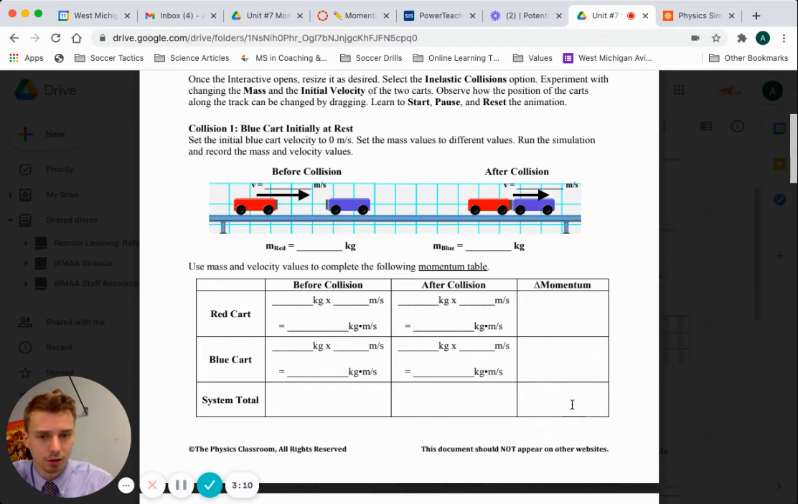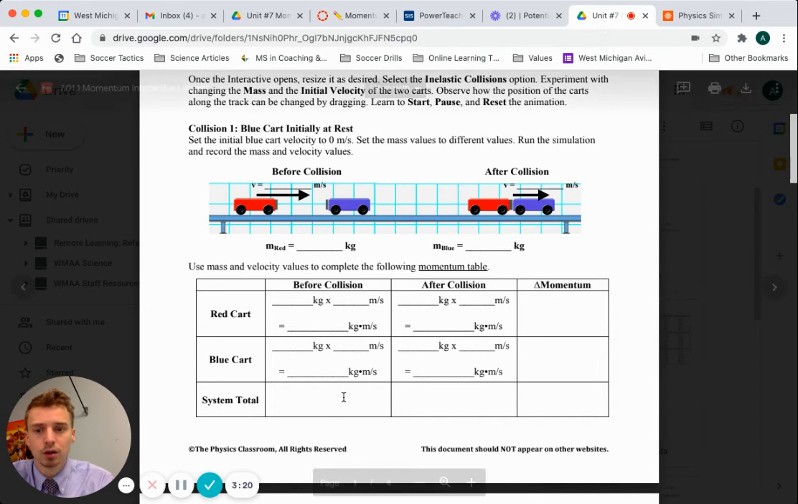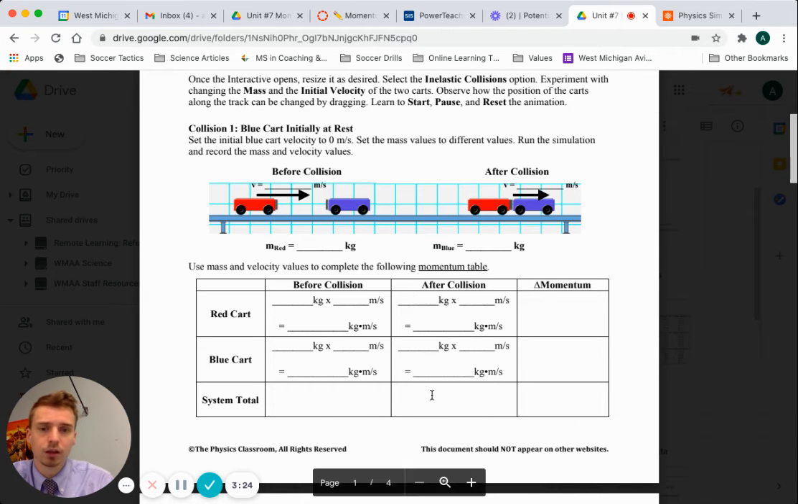In this final column, your change in momentum of the red and blue carts should add up to the change in momentum of the system, right? Which, if we remember, the conservation of momentum means the momentum should be the same before and after, so this final column should be 0. It might not be exactly 0, but it should be pretty darn close to 0.